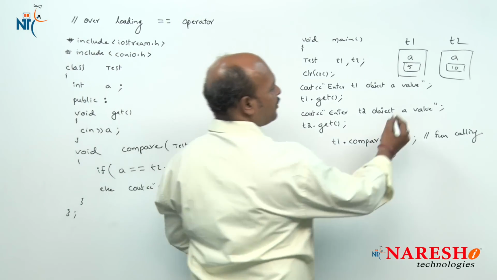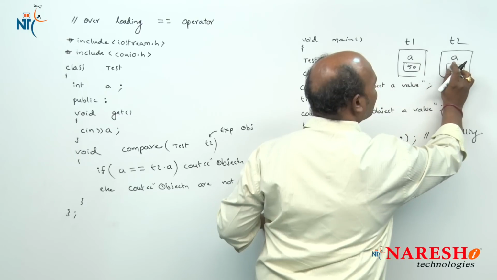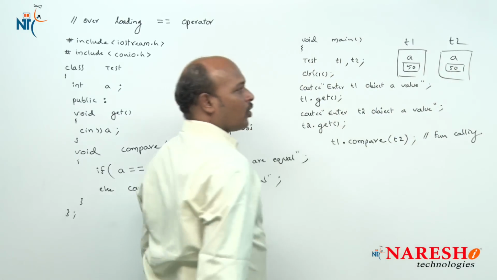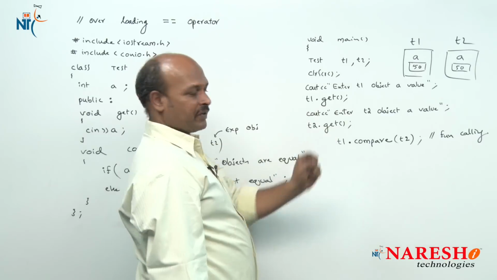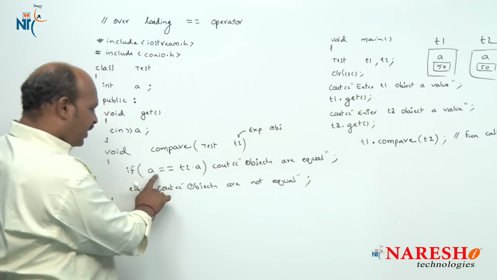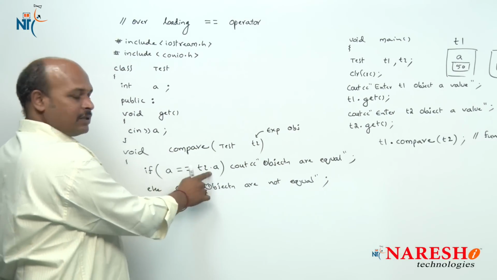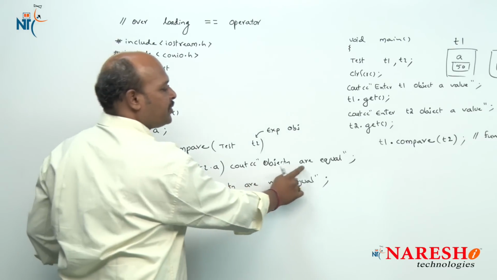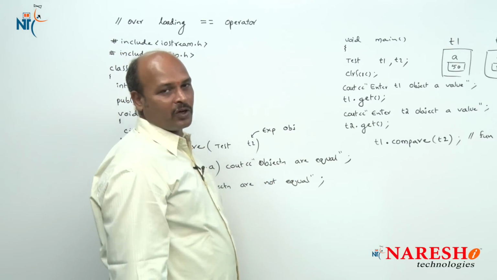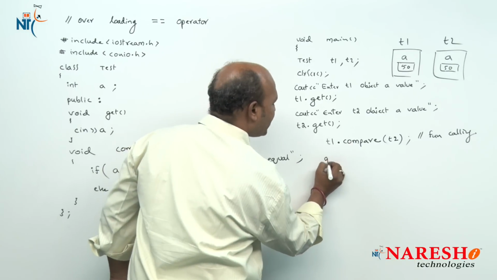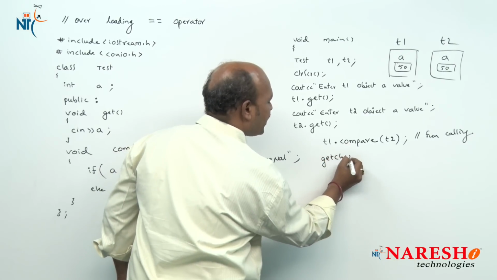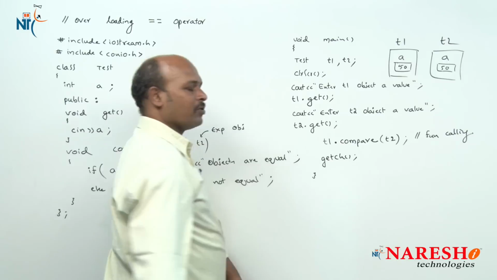Suppose this time you have used 50 here, and here also 50. Now watch it, 50 equal to 50. Yes, the condition is true, and the answer is objects are equal. Now the program is completed, so getch and the program is closed.